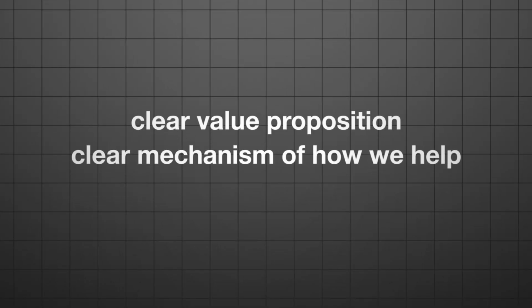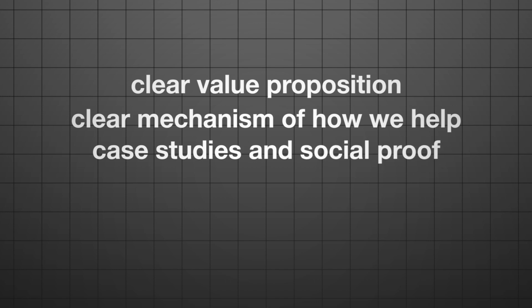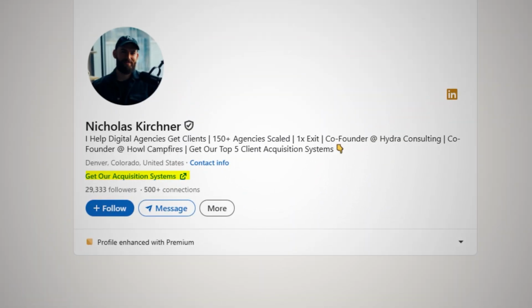So we want to bias on social proof and case studies because let's face it, a good landing page has a clear value proposition, clear mechanism of how we help, and case studies and social proof that it works along with a CTA. Now, that brings me to my last point. Up at the very top of your profile, there is a CTA link. Now, most people don't know this, but you can go and add a custom button that can say whatever you want it to say. So in my case, I have it up here, get our acquisition systems. Now that's going to allow you to direct people to wherever you want to drive traffic to in a way that's actually compelling and engaging with a good headline.